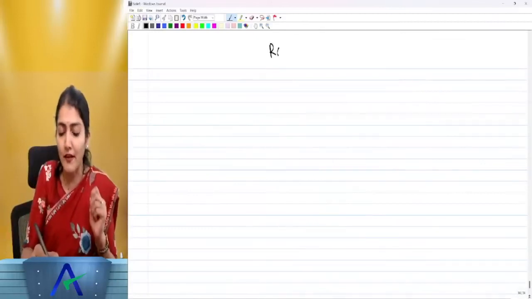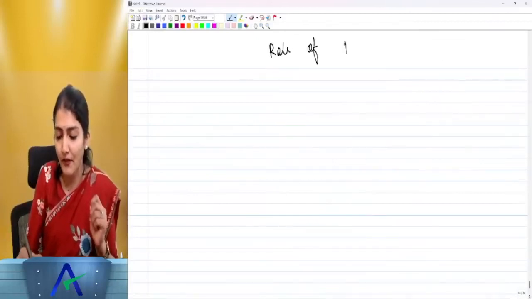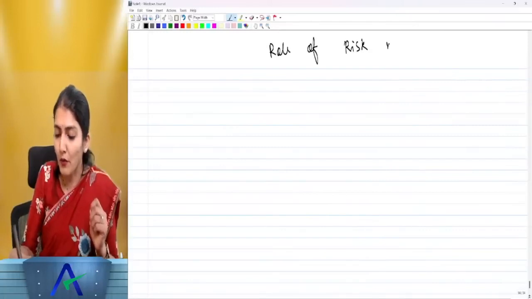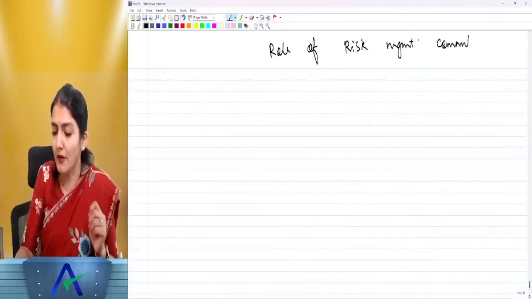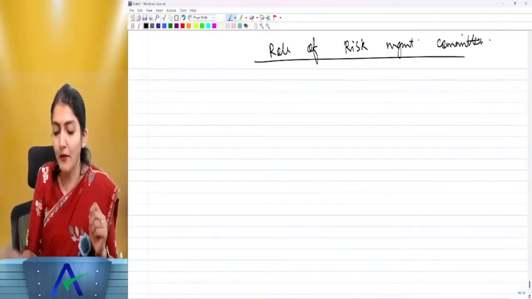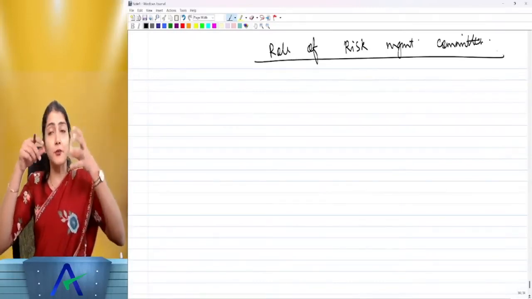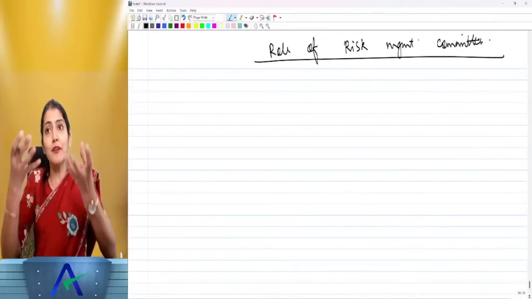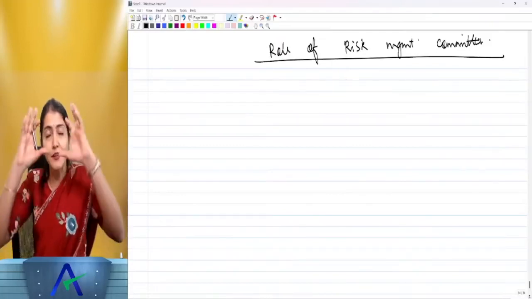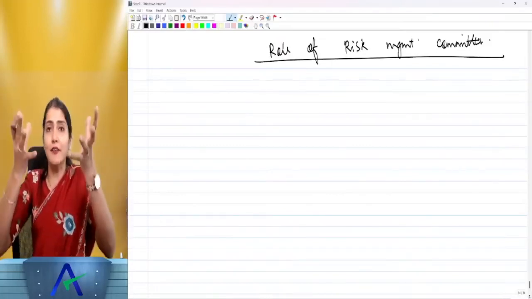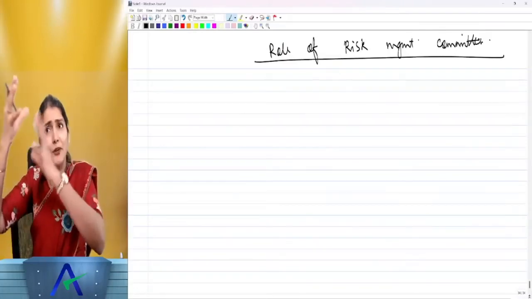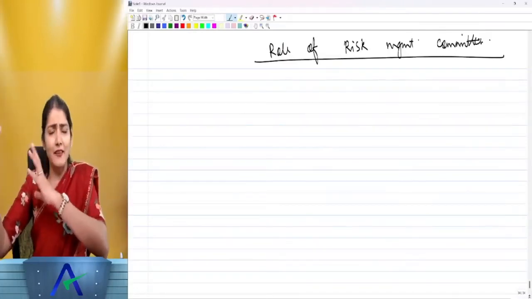What is the role of the risk management committee? One, to design a risk management policy. Now, in order to decide a risk management policy, they need to first identify the risk framework. And accordingly, then respond to and mitigate the risk.